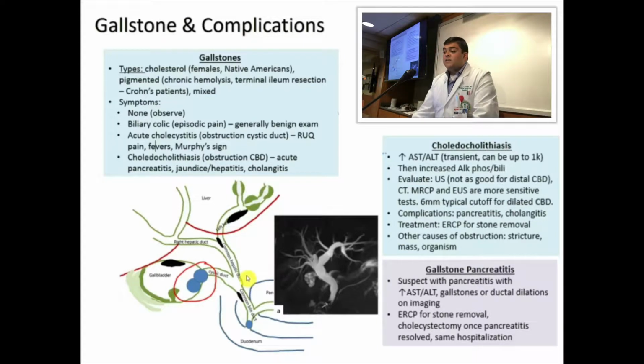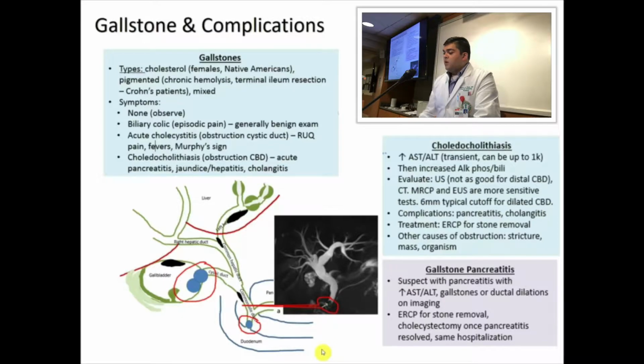And that can sometimes progress to acute cholecystitis, which we think of as right upper quadrant pain, fevers, and a Murphy's sign. We'll get a little bit more into that later. Gallstones can also get lodged into one of the biliary ducts, often the CBD, and that's when you think of choledocholithiasis, which can present as acute pancreatitis, jaundice, hepatitis, and can also develop into ascending cholangitis.